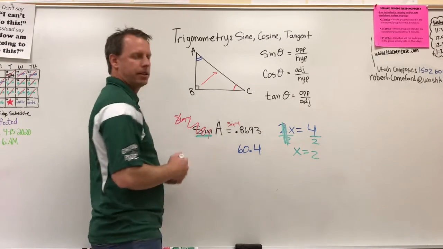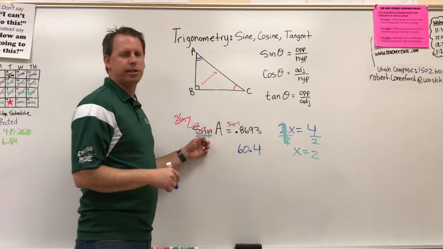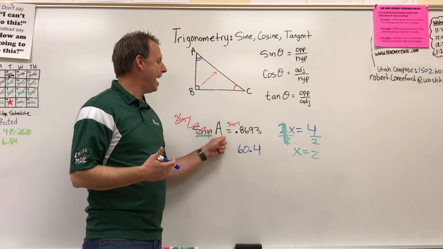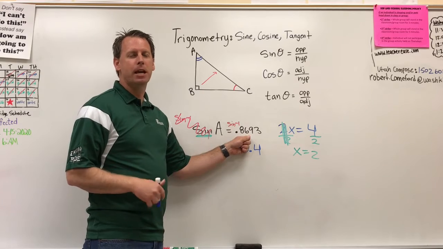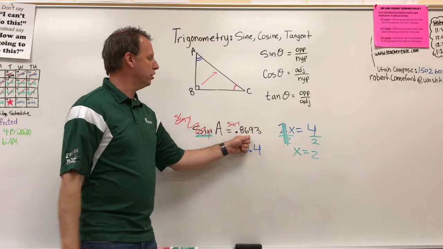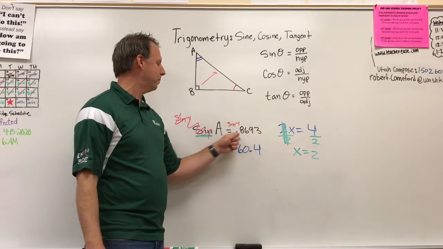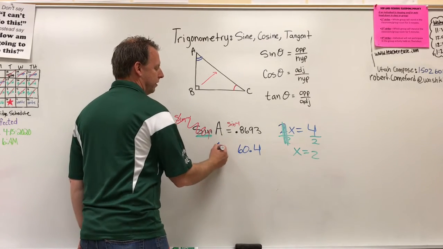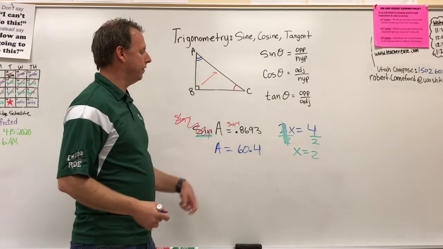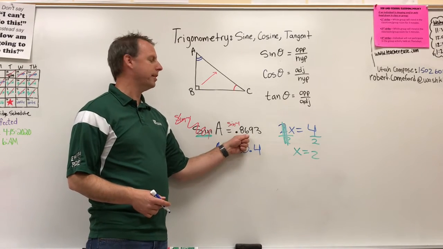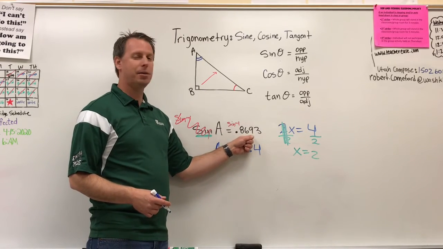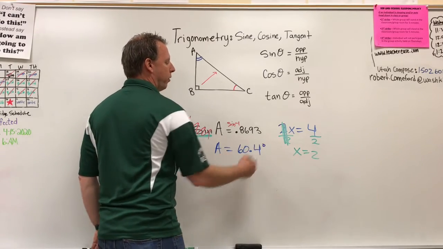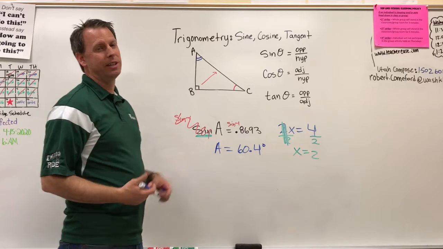Well, what is that? Remember, with the regular sine function, you put in an angle, and you get out two sides being divided. So with the inverse sine function, you put in two sides being divided, and it spits out an angle. Yep, that's what we just did. We just found the angle of that triangle whose opposite and hypotenuse divide to make that. 60.4 degrees. We found an angle.